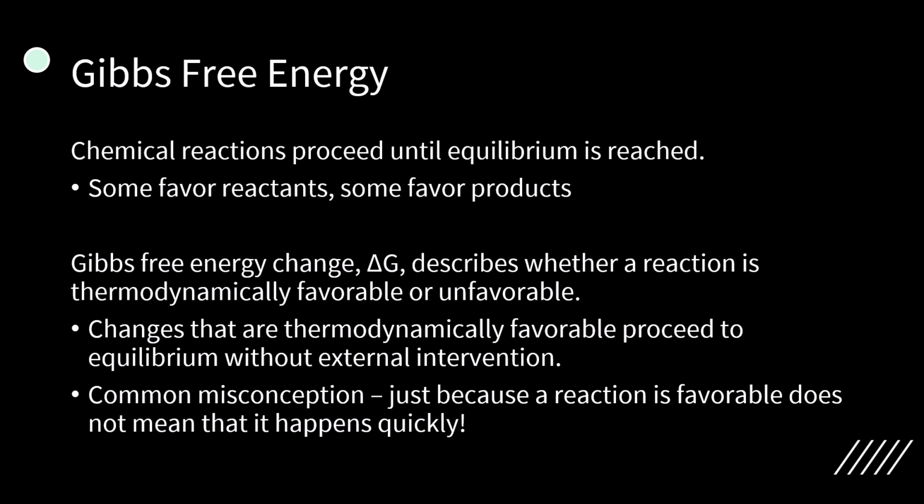Basically, chemical reactions proceed until equilibrium is reached. We already know this. Some are going to favor the reactants, some are going to favor the products. What Gibbs free energy, and the Gibbs free energy change, is going to tell us is whether a reaction is thermodynamically favorable or unfavorable, whether it's going to be able to happen or not. Changes that are thermodynamically favorable are going to proceed to equilibrium without external intervention. They can move forward, they can go.